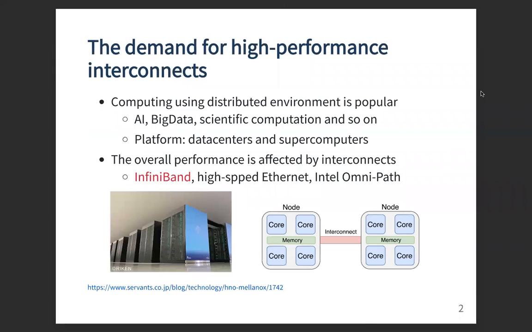Computing using distributed environments is popular. AI, big data, scientific computation, and other kinds of computations are conducted using multiple machines in data centers and supercomputers. In these platforms, each machine is connected with interconnects, and the overall performance is affected not only by the performance of each machine, but also by the performance of interconnects. Examples of high-performance interconnects are InfiniBand, high-speed Ethernet, Intel OmniPath, and so on.